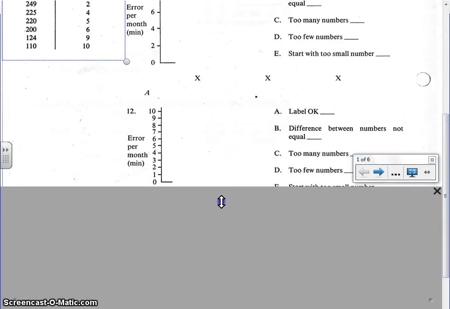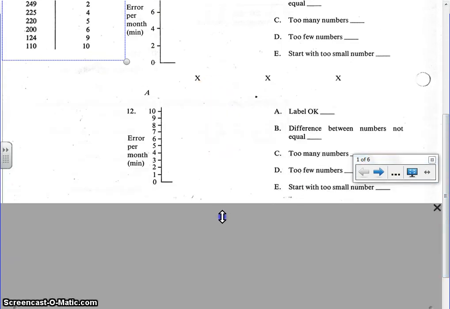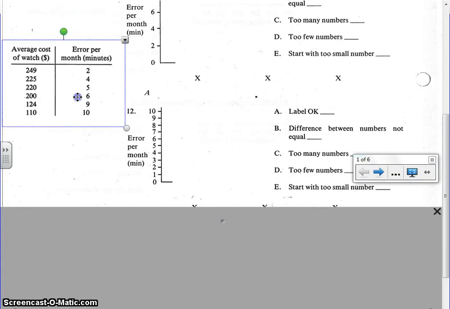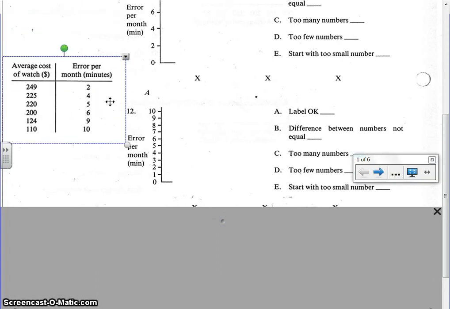All right, this is our last one before you're going to take a break. Here's your table. So go ahead. I'll give you about 20 seconds. Go ahead and go.